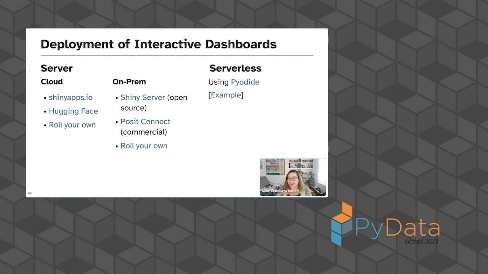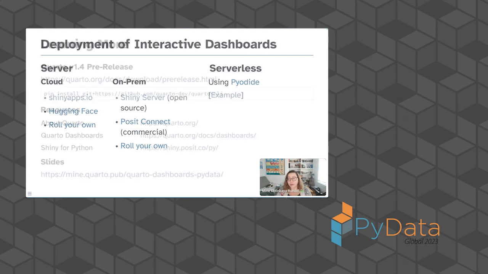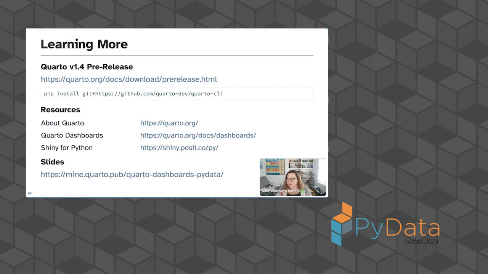And new this year, some exciting developments in terms of deploying Shiny without a server, leveraging PyData. So there is an example for this linked in the slides if you would like to dig into that. And the code for that is available on a GitHub repository as well. Thank you so much for listening.